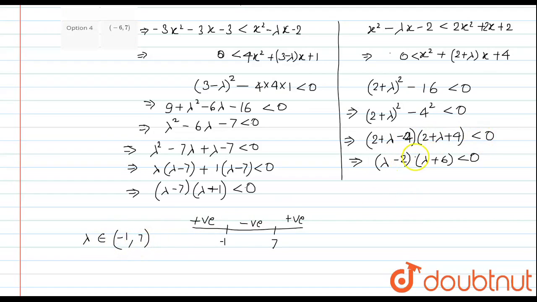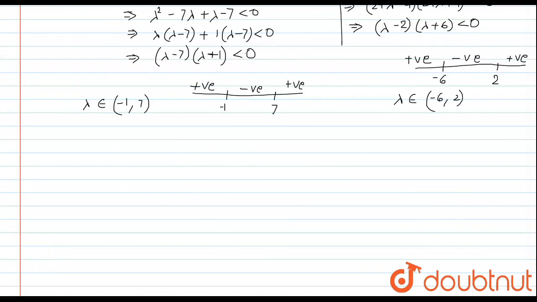And similarly for the second inequality, its roots are 2 and minus 6, that is minus 6 and 2. For 0, this is negative. So this will be negative, and the others will be positive. So our favorable interval will be minus 6 to 2. So lambda belongs to minus 6 to 2.